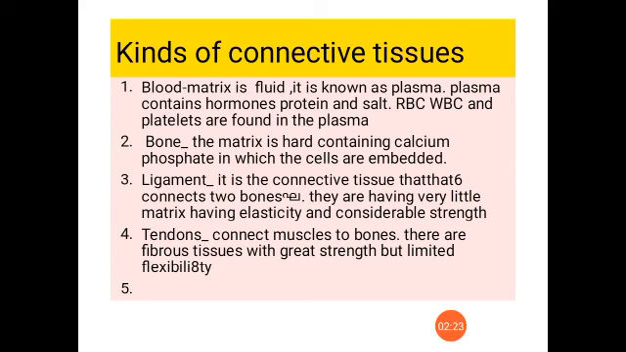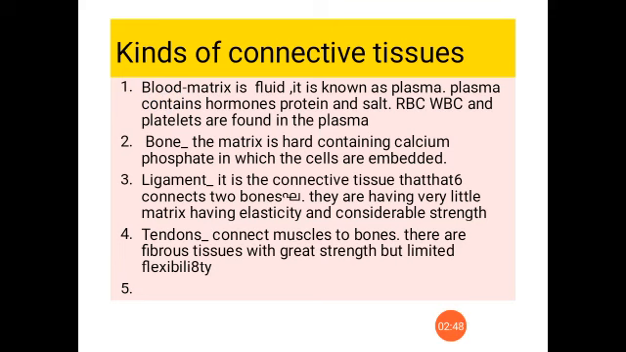Okay, so I told what connective tissue is. Tissue which connects the other tissues. And another important feature is what? They are having a matrix, a non-living matrix. In that you can see the living cells. So the first type of connective tissue that we are going to study is blood. Blood is a tissue, isn't it?